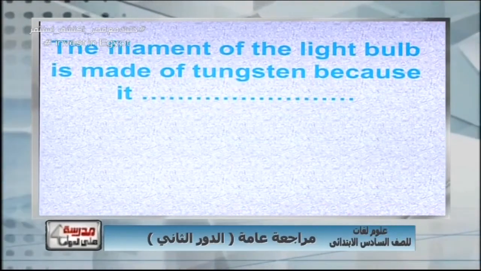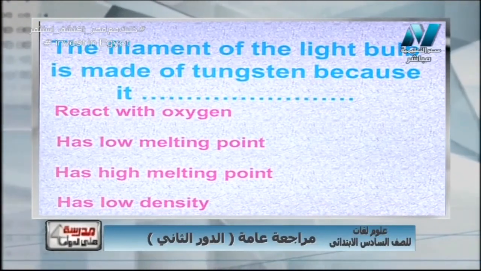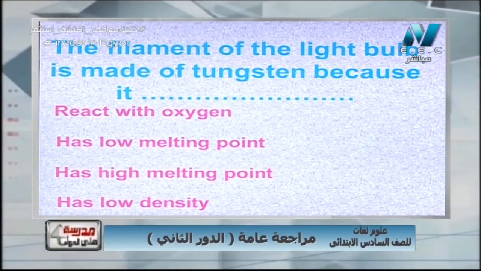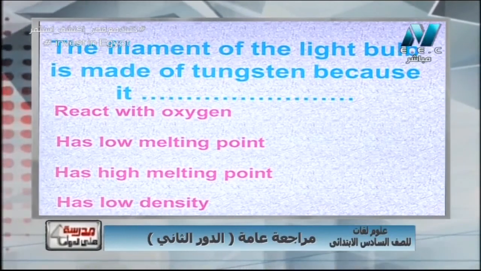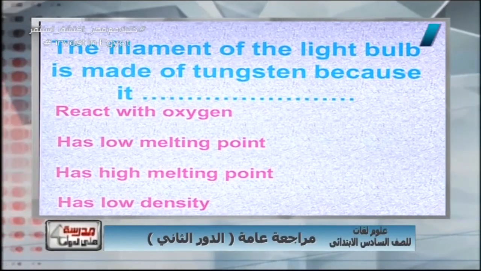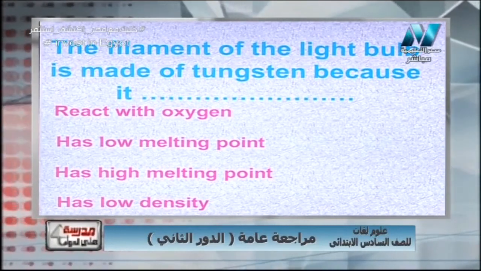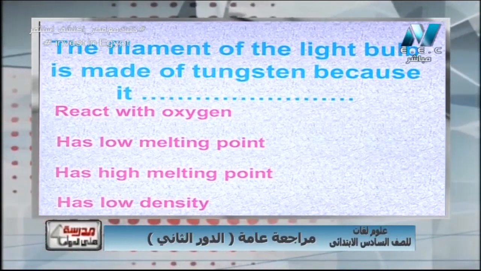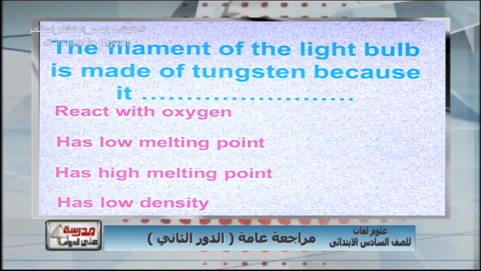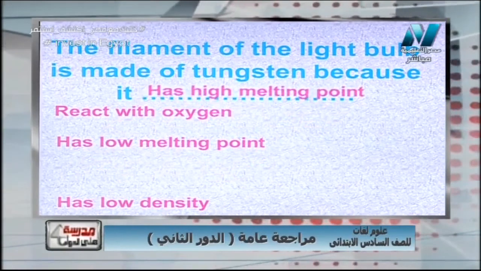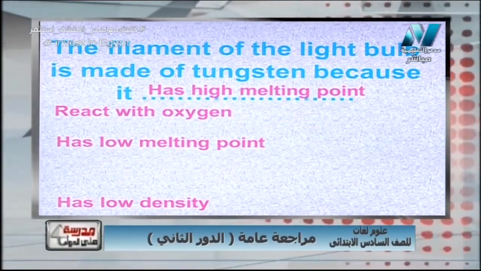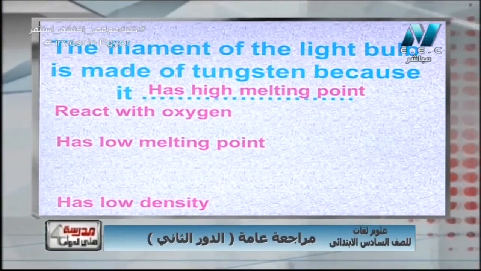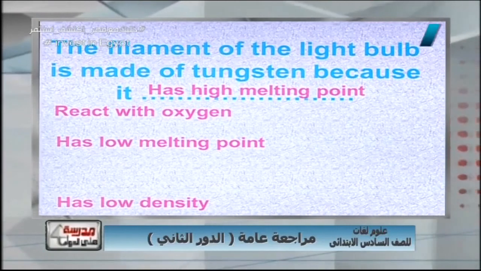The filament of the light bulb is made of tungsten. We said this question more than once, but now here we are saying it in a completely different way. Because it reacts with oxygen, has low melting point, has high melting point, has low density. Why do we make the filament from tungsten? Is it because it reacts with oxygen, or has low melting point, or high melting point, or low density? Sure, because it has high melting point. The question again: the filament of the light bulb is made of tungsten because it has high melting point.